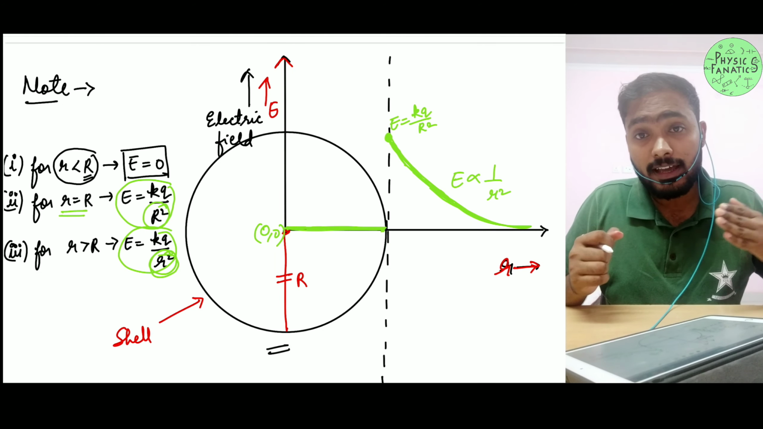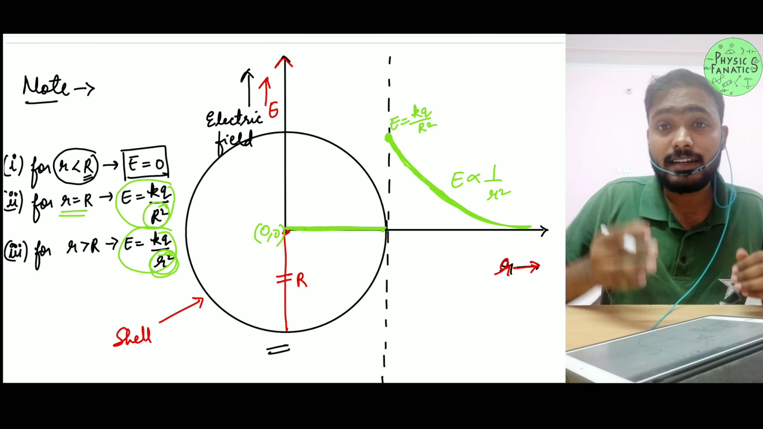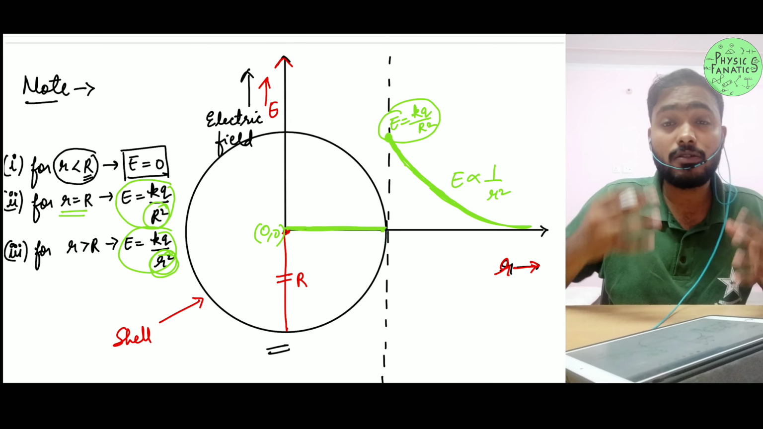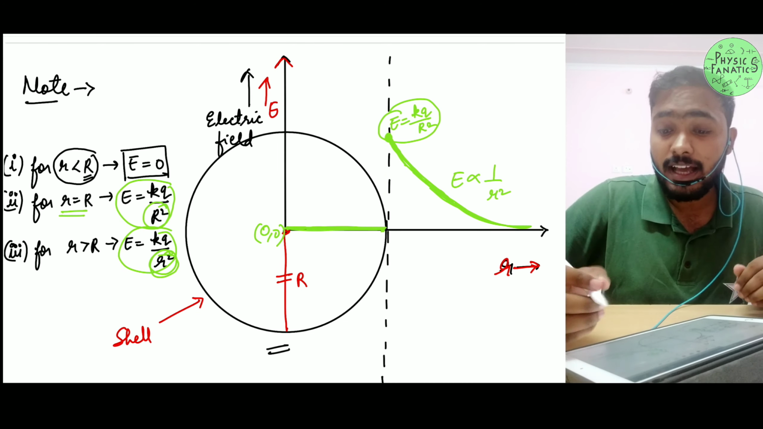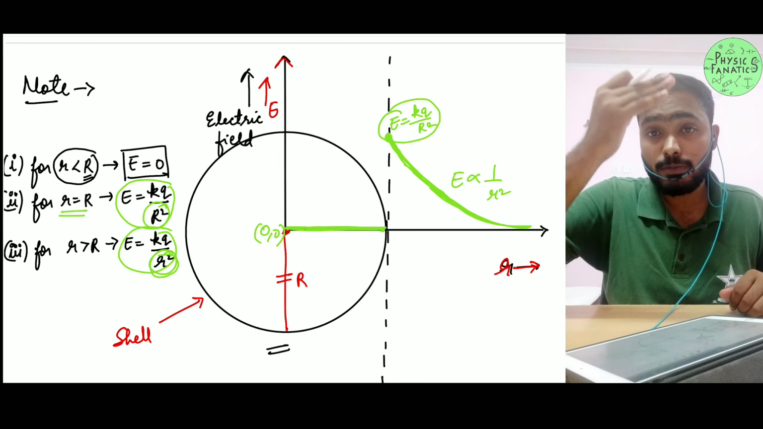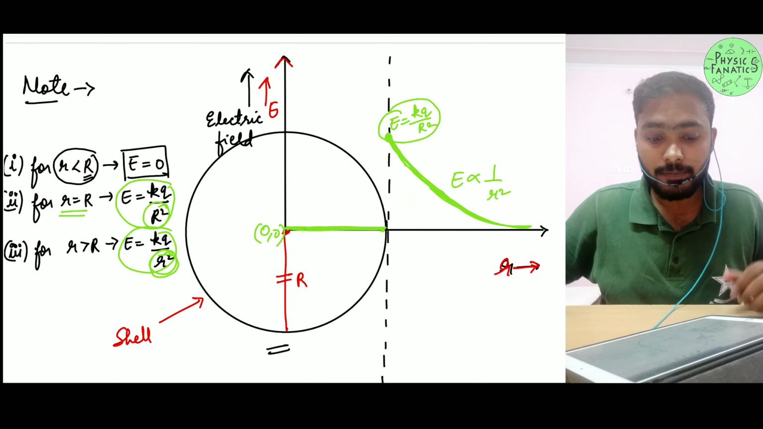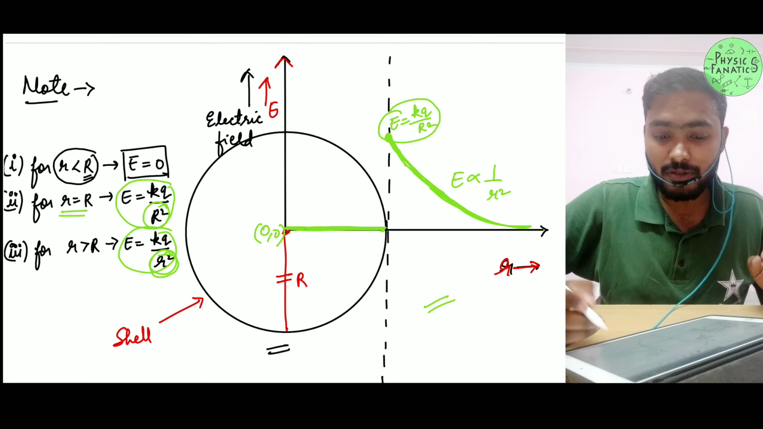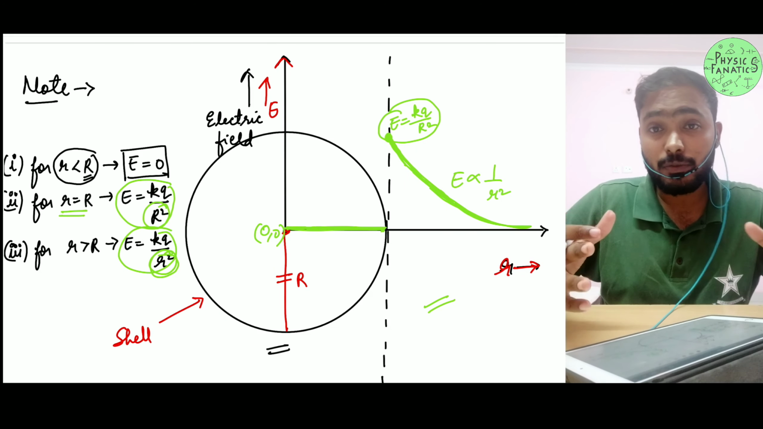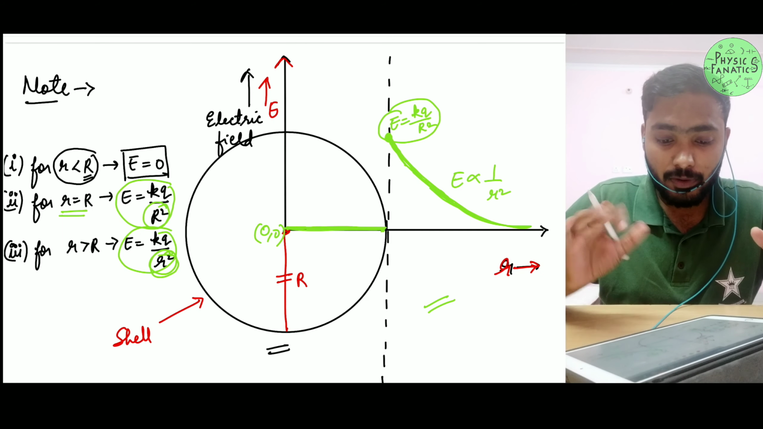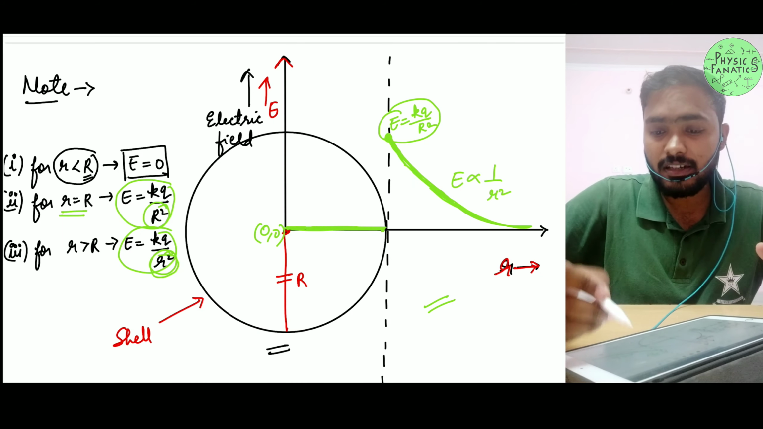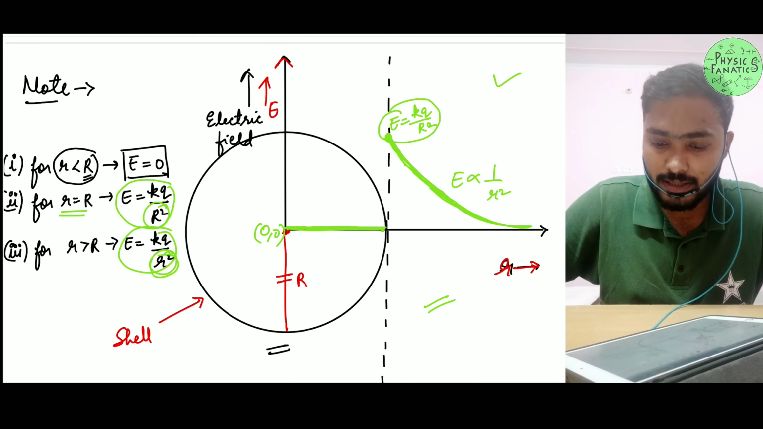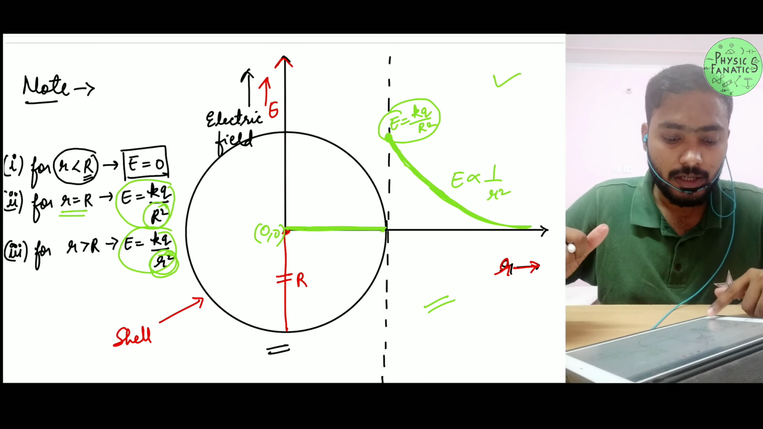It is 0 inside the shell, and on the surface it becomes maximum, that is E equals KQ upon R square, and as you go forward it is reduced by 1 upon R square. I hope that is understandable. If you can make this graph, you can do data analysis based upon it. Sometimes in exams this kind of graph can be asked, so you can draw this kind of graph.